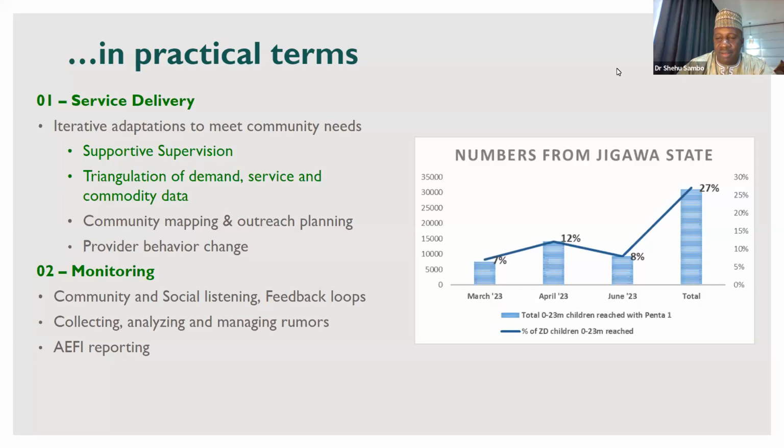Okay, carry on. So you can see in March 2023, we reached 7% of the zero-dose children, then April 12%, June 2023, 8%. Cumulatively, we reached 27% of the children, which is close to 30,000. If we go by these numbers, Jigawa State is going to come out of the states with zero-dose children by the year 2023. Nigeria is targeting 30%. Jigawa State is targeting getting out of the states with zero-dose. So next slide, please.